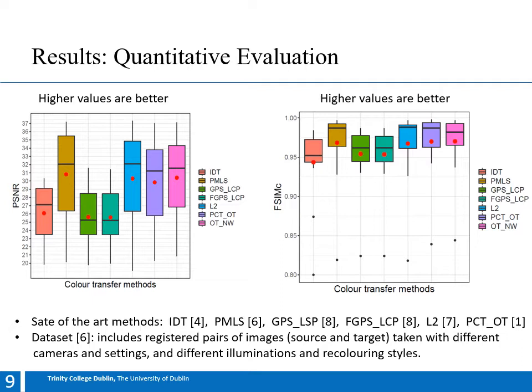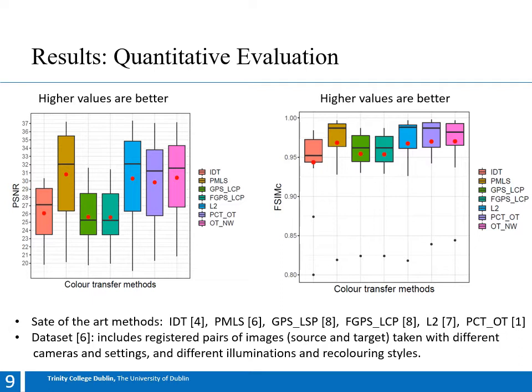different illuminations and recoloring styles. To assess the recoloring results, we use four metrics: peak signal to noise ratio, PSNR, structural similarity index, SSIM, the color image difference, CID, and the feature similarity index, FSIMC. These metrics are often used when considering source and target images of the same content.